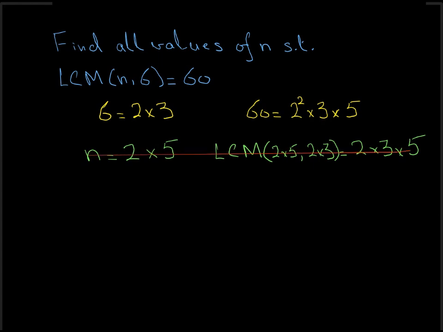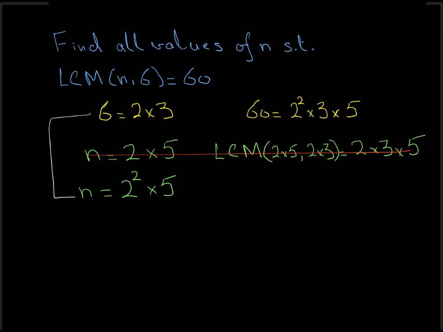So this does not work. Okay, but what does work is if I'd chosen n to be 2 squared into 5. Then I'm comparing these two, 6 and n, always. If I look at the highest power of 2, it's 2. The highest power of 3 is 1. And the highest power of 5 is 1. That gives me exactly 60. So 2 squared into 5 will work. There's another n that will also work. So just pause and think for a second. Is there another n that could work?